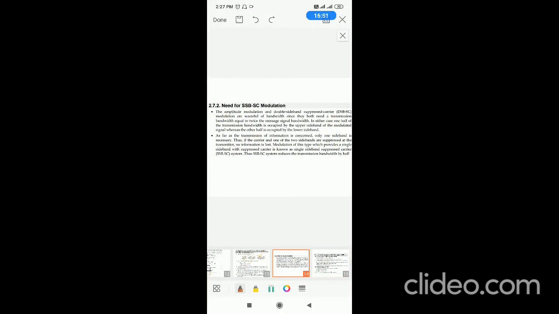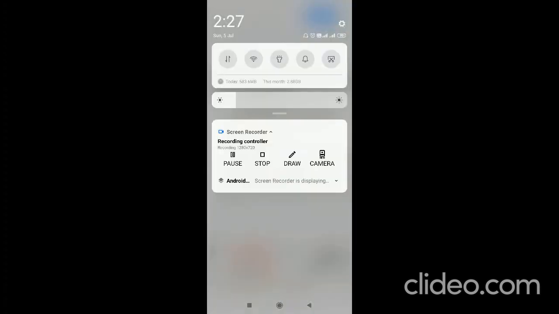Why are we suppressing any one of the sidebands? Because the two sidebands contain the same information. The first sideband contains the same information as the second sideband. When you look at the time domain equation, here there is omega m, and here there is also omega m. So instead of sending two omega m's, if I send only one omega m, that is sufficient for the receiver.